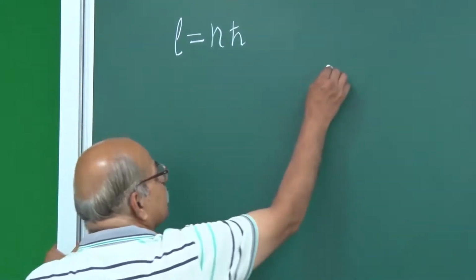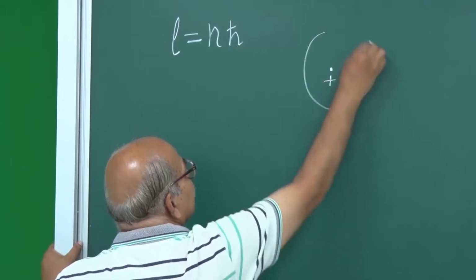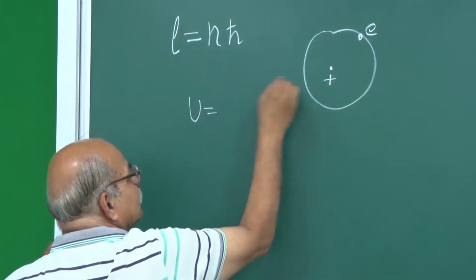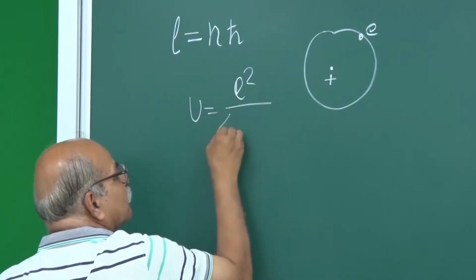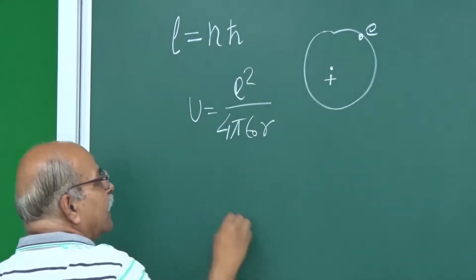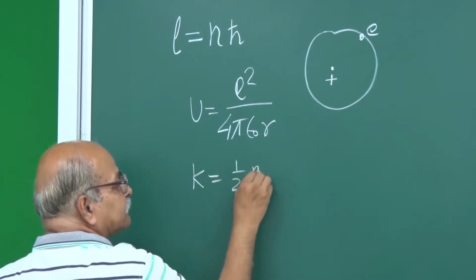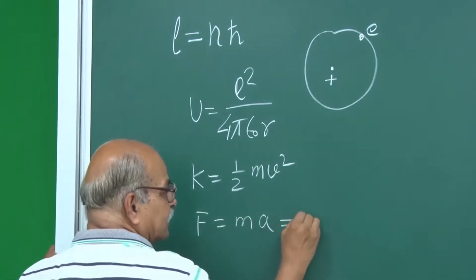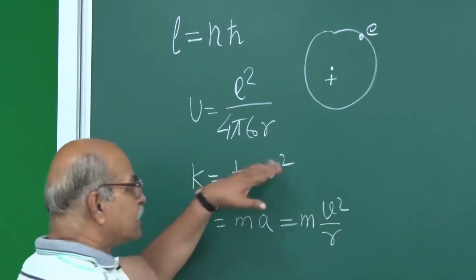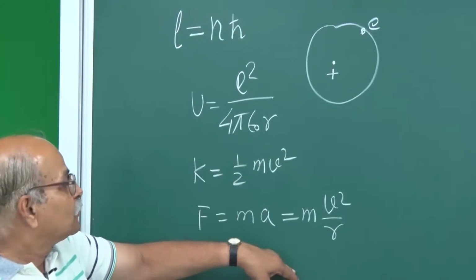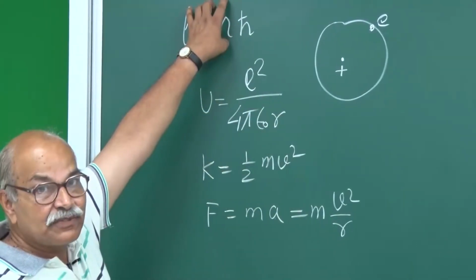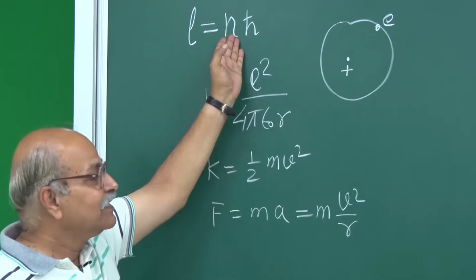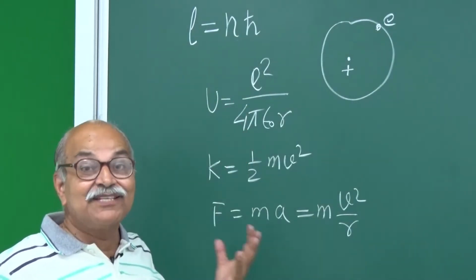You have a nucleus here, positive charge here, and the electron going in a circle. So, you say that the potential energy is given by Z e square, so if it is a single proton, then it is e square over 4 pi epsilon naught r, and the kinetic energy is half m v square, and then F is equal to m a, mass into acceleration, and acceleration is v square by r. These are all classical equations we are used to. But together with this, when this is introduced, Planck's constant enters, and the quantization, n can only take integral values, that gives you the essence of quantum mechanics.